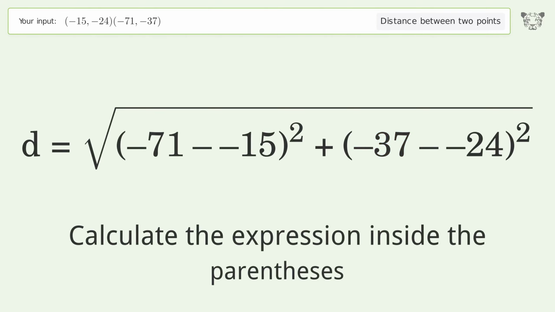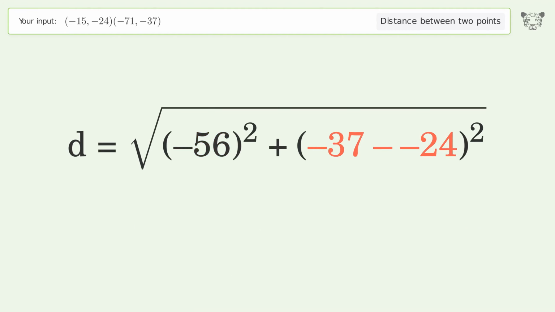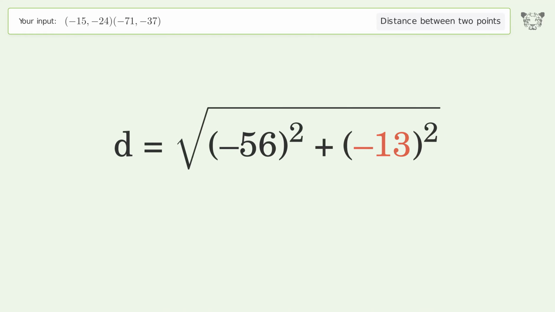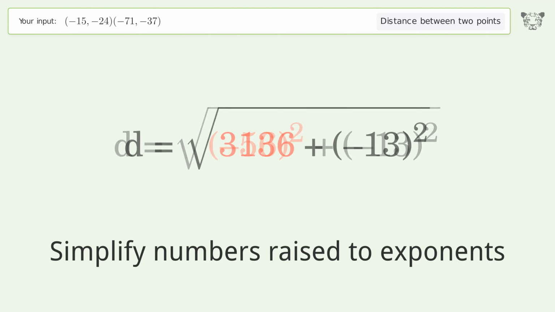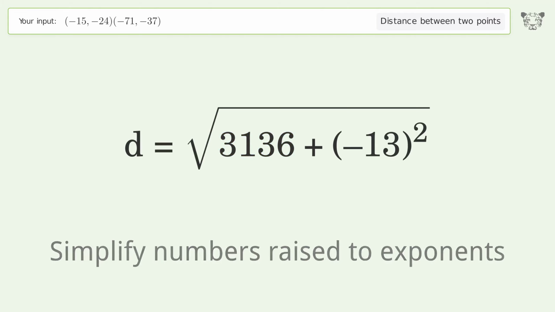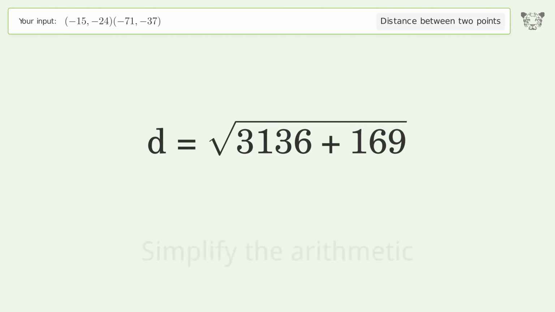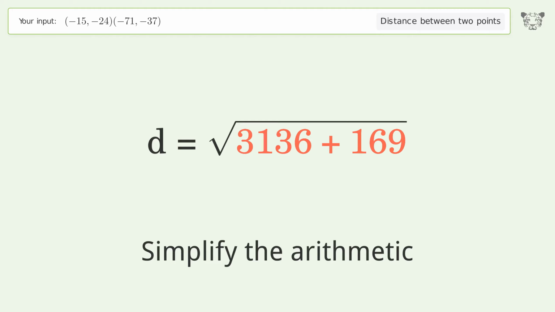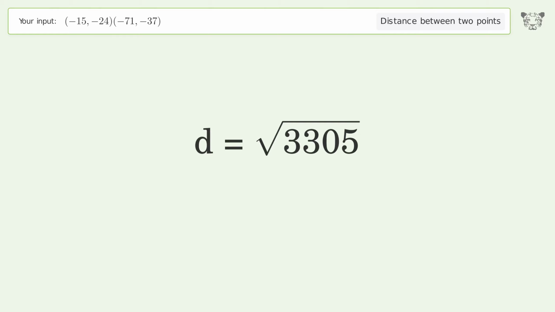Calculate the expression inside the parentheses. Simplify numbers raised to exponents. Simplify the arithmetic. And so the distance between the 2 points is the square root of 3,305, or 57.489.